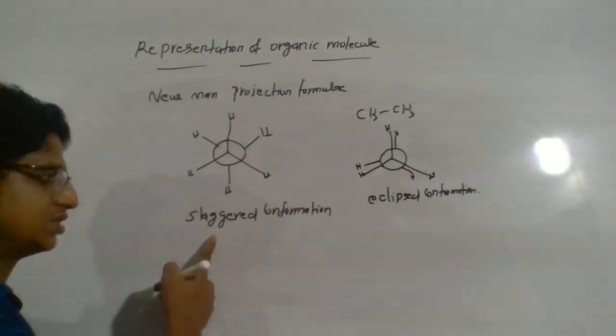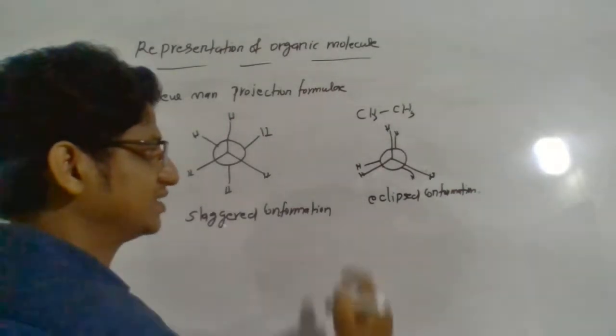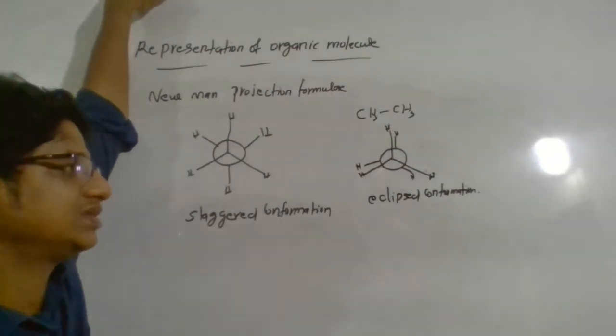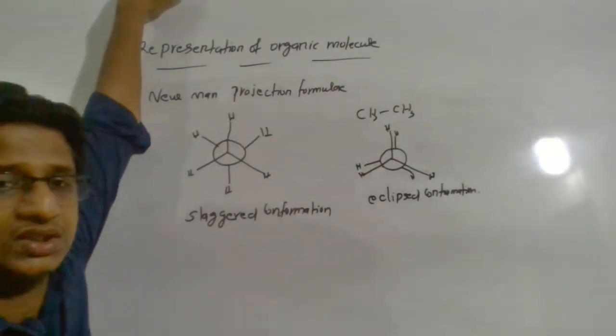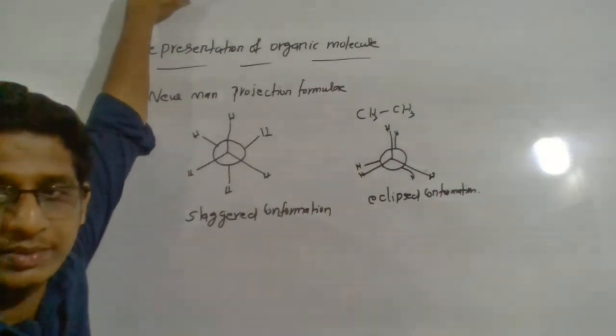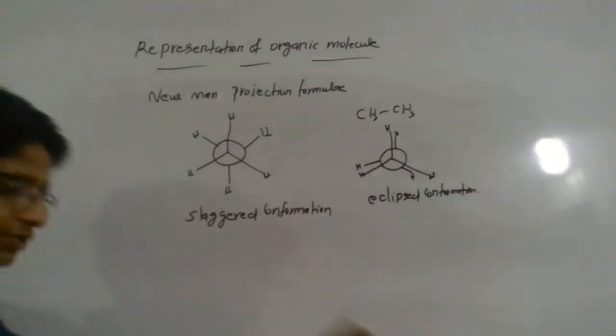One is the most stable, that is staggered. One is the least stable, that is eclipsed. So these two representations are generally good to explain conformation. So learn this.